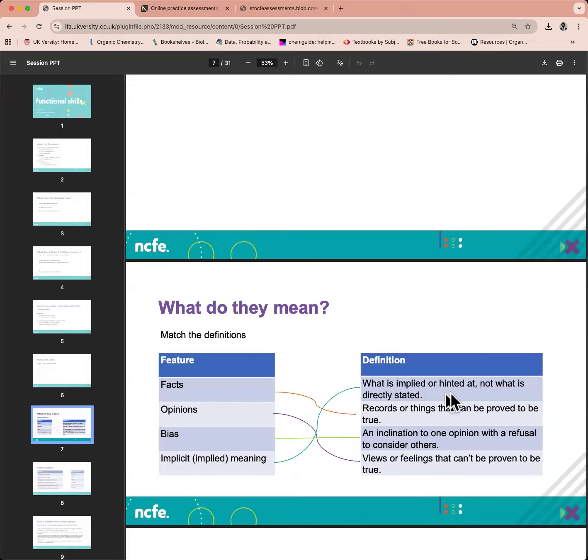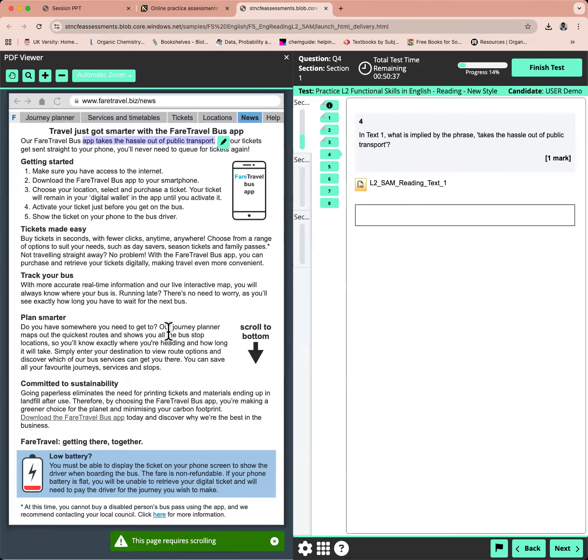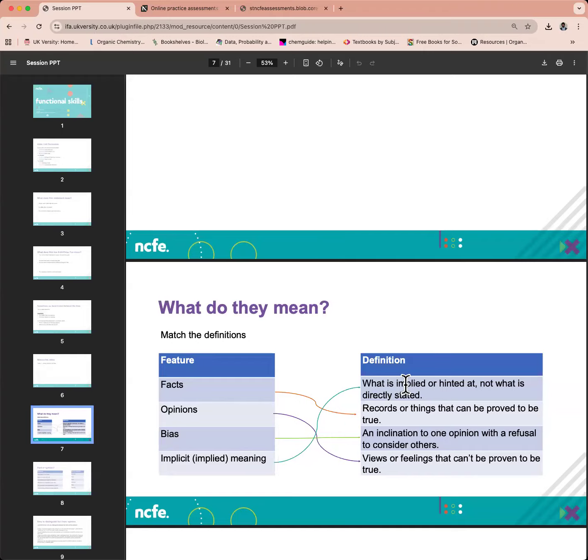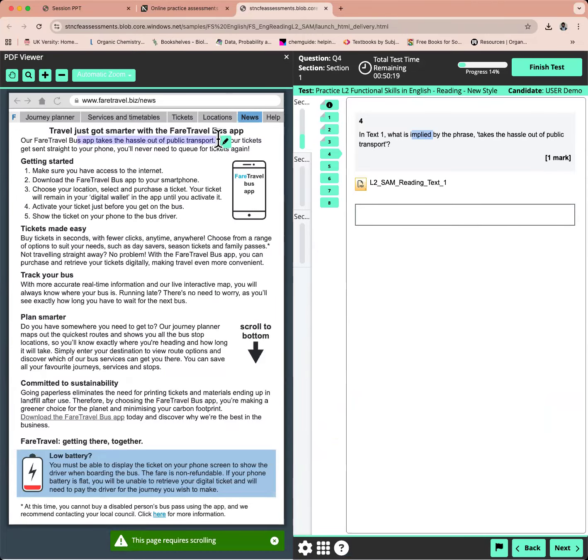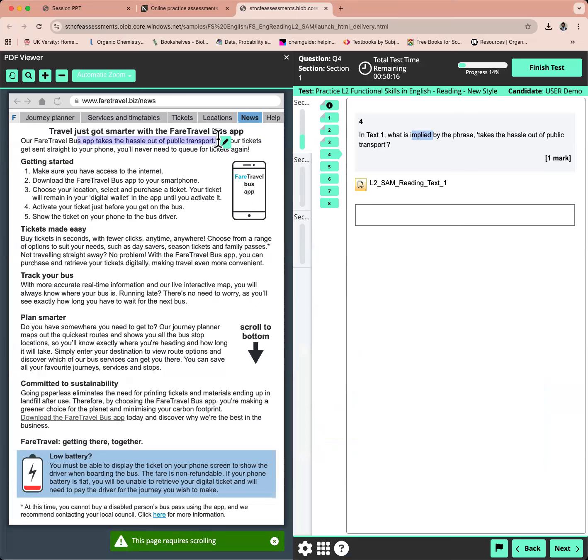So what is the meaning in terms? Implied meaning is what is implied or hinted at, and not what is directly stated. So here, the key part is implied. So what we need to be able to look at is what is implied. What is implied or hinted at is not what is being directly stated. That means the writer of the website copy is actually inferring the meaning. That means they are alluding to something, but it is not saying it directly. So when I look at the phrase take the hassle out of public transport, it is often used in marketing, something which I'm aware of. But what it basically says is that it removes the hassle. If now I have to write it in my own words.